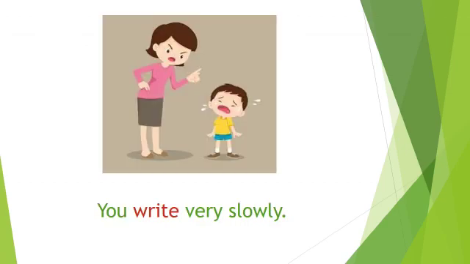Now in this example, you write very slowly. You refers to singular and plural both. So with you we will not add any s or es to the verb. We will leave the verb as it is. So you write very slowly, it's correct. We will not write you writes very slowly. That would be wrong.